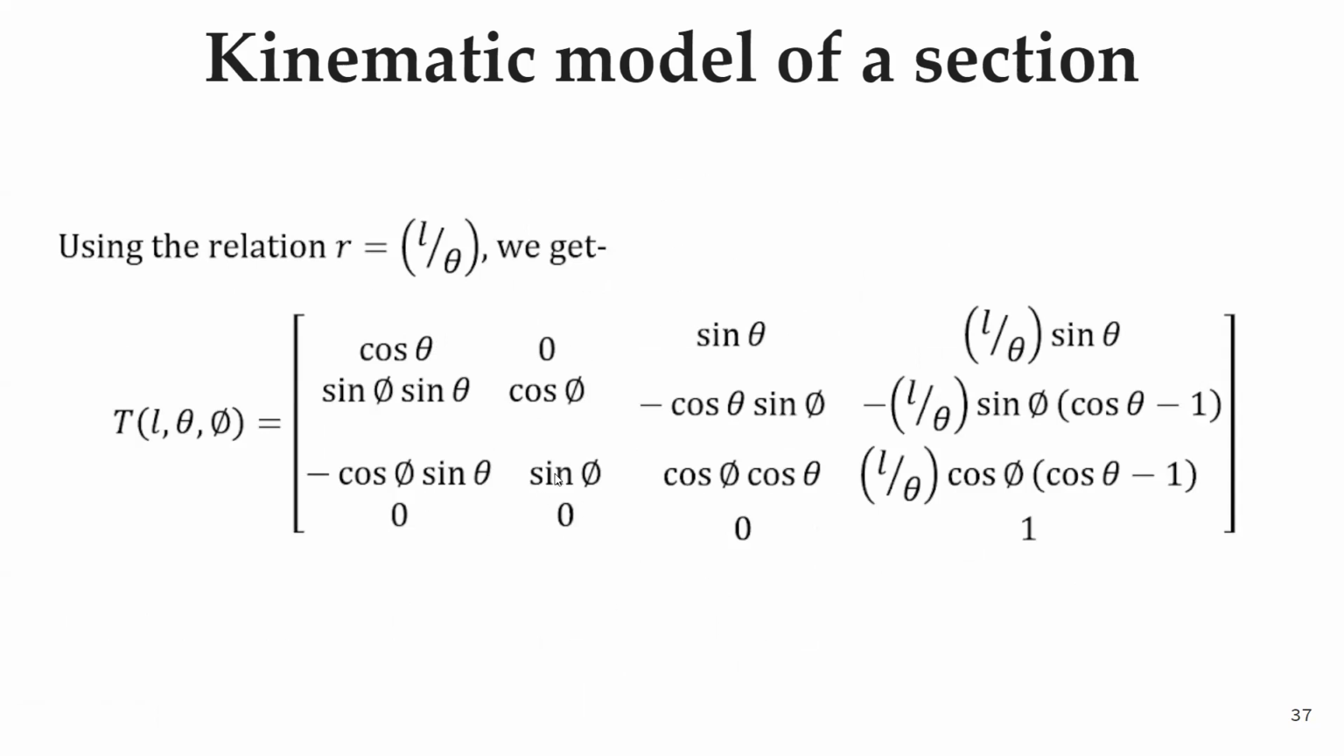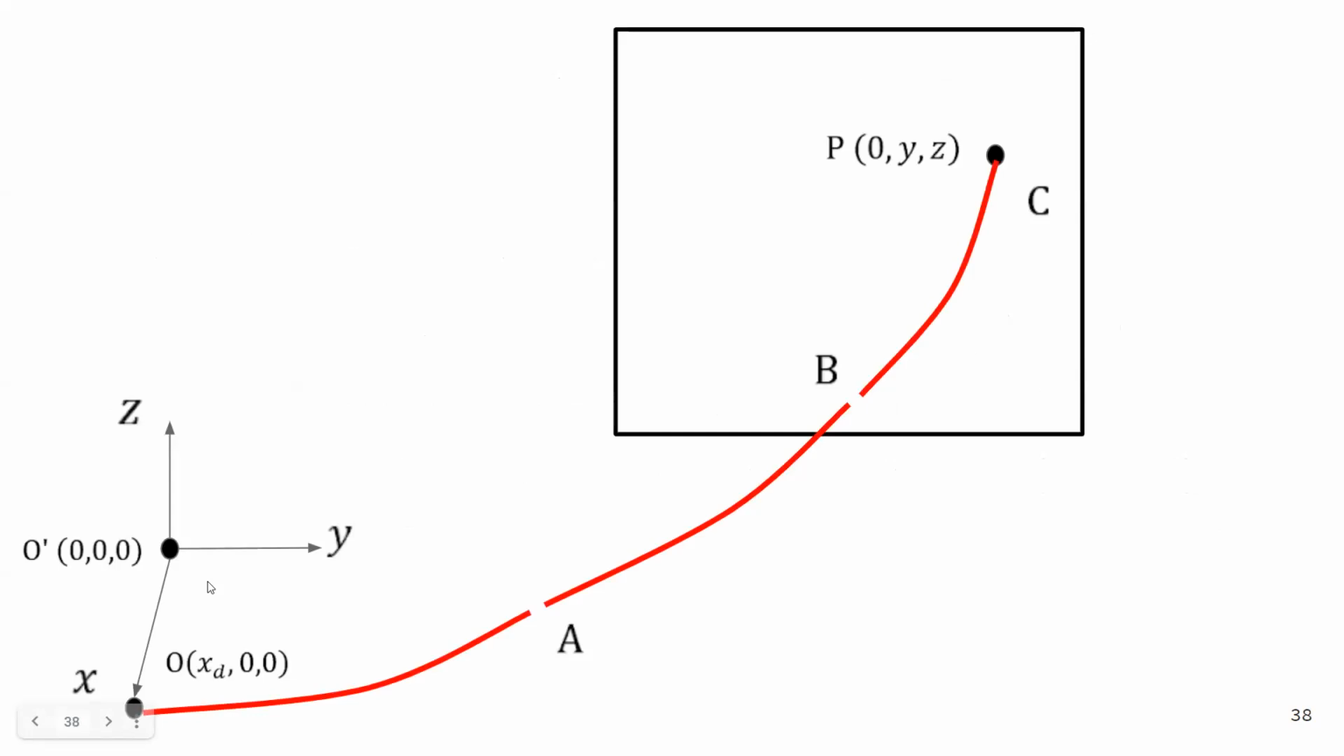So using the relation r equal to L by theta, we get the transformation matrix in terms of L, theta, and phi. Now this will be the orientation which the robot is desired to move. This is the O dash point, which is the 0, 0, 0 point of the coordinate system. Then at a distance xd, there is a point O, and after section 1, there is a point A, then B, and C, which will be the endpoint of the robot.